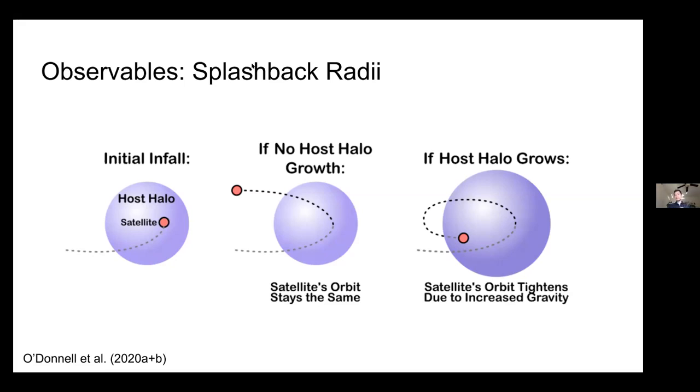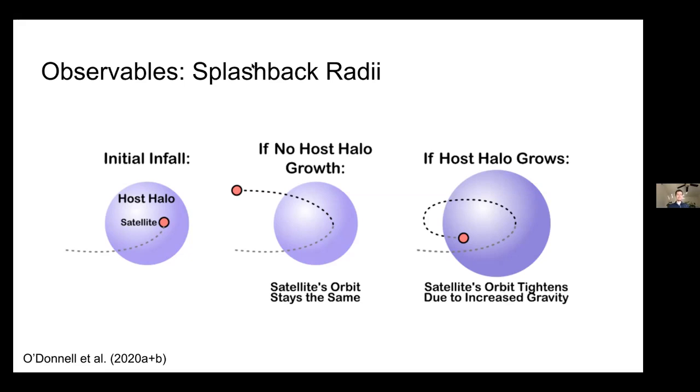On the other hand, if the host halo is growing, then the potential well is deeper on the way out than it was on the way in. And so that satellite doesn't get out as far before it turns back around. And so you have a tighter set of satellite orbits, you have a smaller splashback radius. Okay, so that's interesting. The reason why it's interesting is that the splashback radius, its location, correlates with dark matter accretion rate. And it's not just the splashback radius, it's all the orbits of satellites.